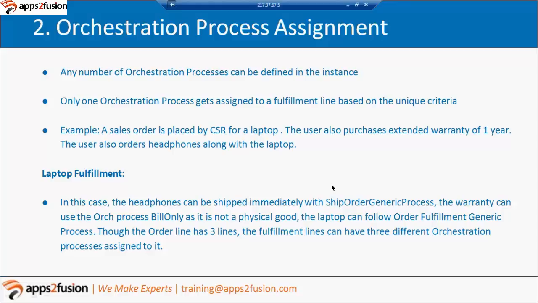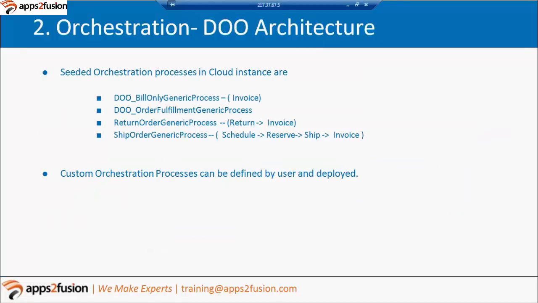So for this, what happens when you consider a seeded process, when you have different steps? Let me go back to the cycle, where we have something called schedule, reserve, ship, and invoice. Even if you have a ship order generic process assigned to it, the schedule, reserve, and ship tasks would be skipped because the item parameters for a warranty item would be set to no. Because for scheduling, reserving or shipping, if you have these parameters as no, it will directly go to the invoice step. So it's a 2-level criteria.